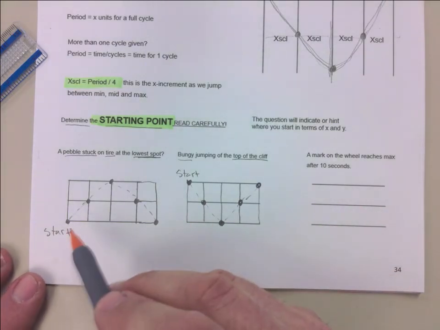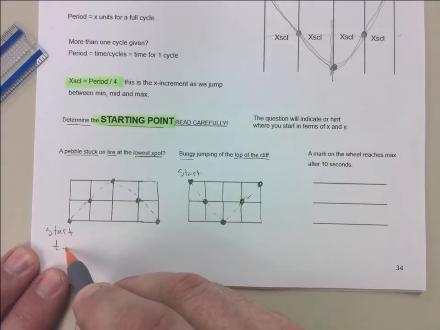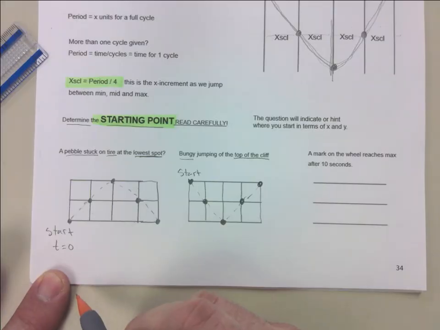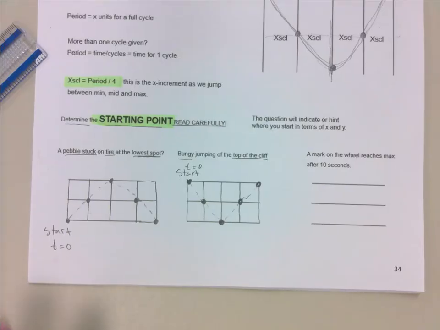Can I just add something to your notes? Please do that. In this case, you start at time 0. Same here, time is equal to 0. If it doesn't tell you otherwise, time is going to be 0. Initial is 0.